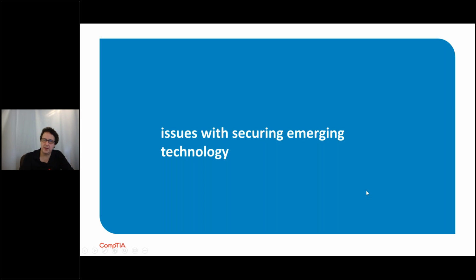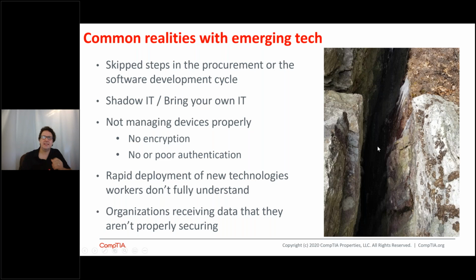So there are some issues when it comes to securing emerging technology. Some of those issues involve skipping steps. As IT professionals, you're going to discover that companies have a unique way and a consistent way of generating gaps. That's a picture I took of a place I was hiking in upstate New York. We had to jump over that gap, right? So this can be a problem because as we skip steps, it creates a security gap. Okay, talk about that a little more in a second.